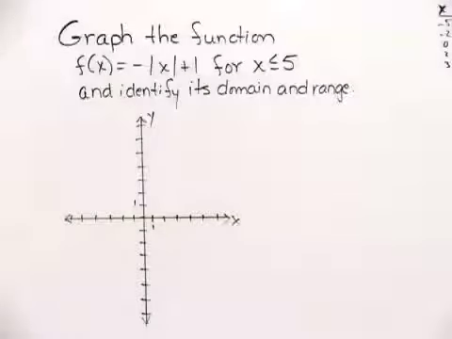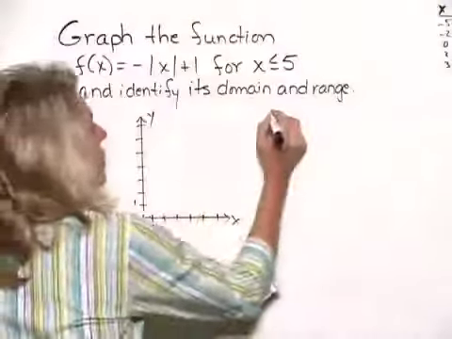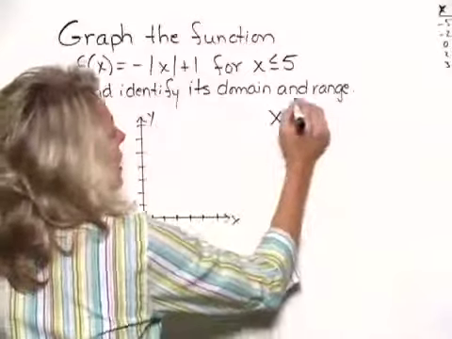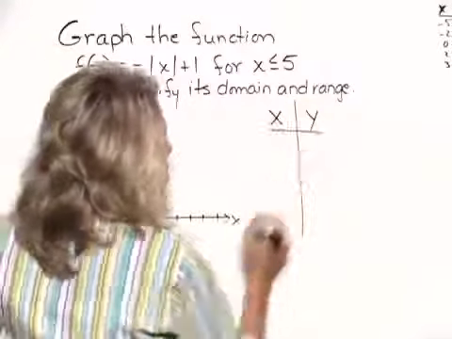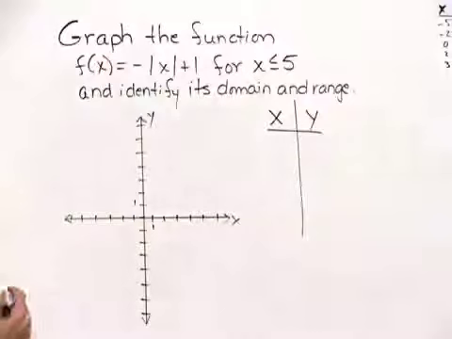Graph the function f of x is equal to the opposite of the absolute value of x plus 1 for x less than or equal to 5 and identify its domain and range. Okay, well, let's begin this problem by making a t-chart and coming up with some coordinates for our function f of x.